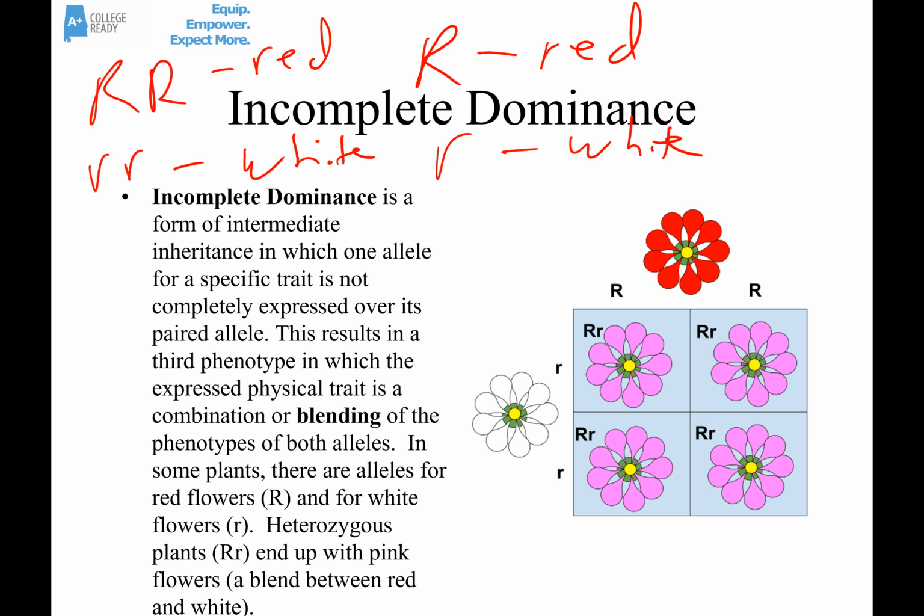But organisms that are heterozygous, with one big R allele and one little r allele, end up with an intermediate phenotype, pink. So sometimes you'll hear incomplete dominance referred to as blending, because the phenotype you get when you have a heterozygous organism is usually intermediate between the two main alleles that code for it. So red plus white gives you pink.